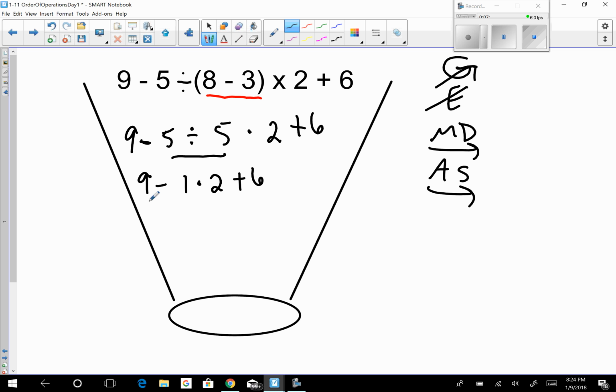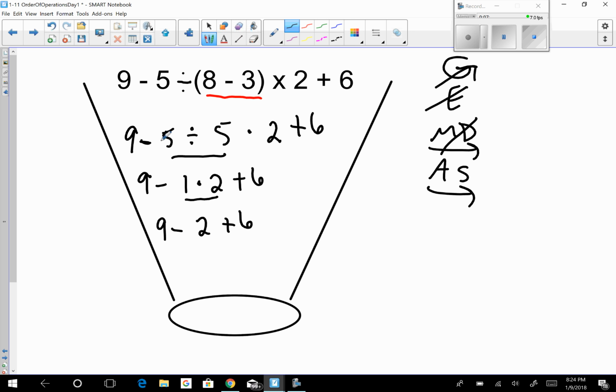Okay, now we need to make sure. Double check. Do we have any more multiplying or dividing? Oh, yes, we do. We have some multiplying right here. So let's take care of that. 9 minus, and then we have 1 times 2, which is 2, and then plus 6. So now do we have any more multiplying or dividing? No. So cross it out.